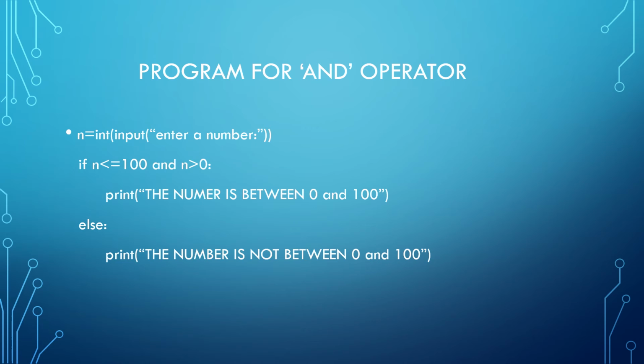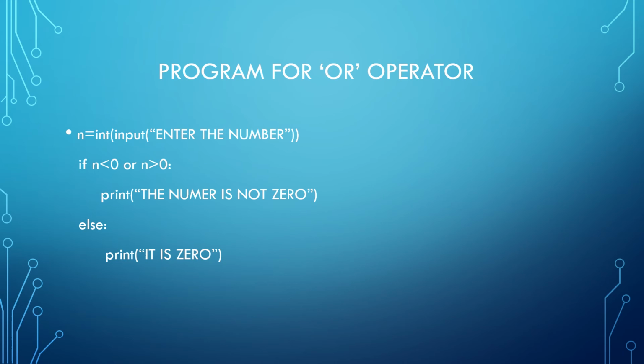If you take some sample input like -10, -10 will only satisfy one condition, that is n is less than or equal to 100. So it will not satisfy the second condition, that is n is greater than 0. So it will enter the else block and it will print the number is not between 0 and 100. A program for OR operator.